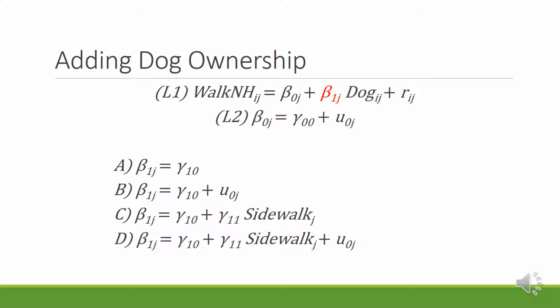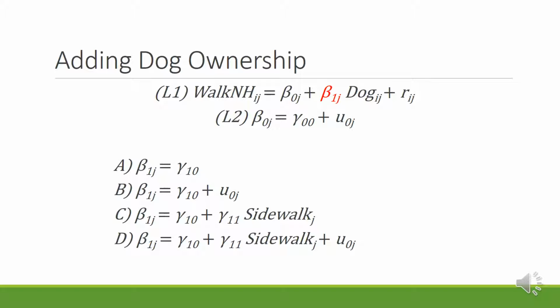So here I have an overview slide of what happens if we're adding dog ownership. I want to focus on level 1. So we're adding a term on level 1. It's beta 1j times dog ij. So that's what we're adding to level 1, and that does not change whether we add a random or fixed effect, because the question is, how are we going to model beta 1j?